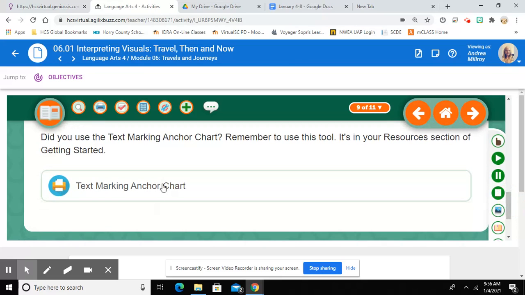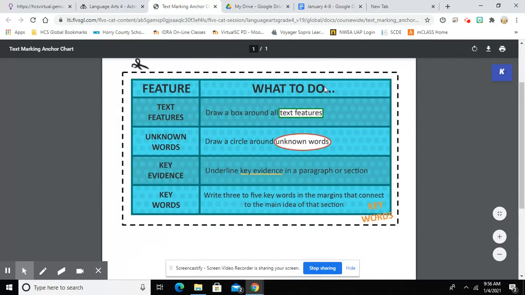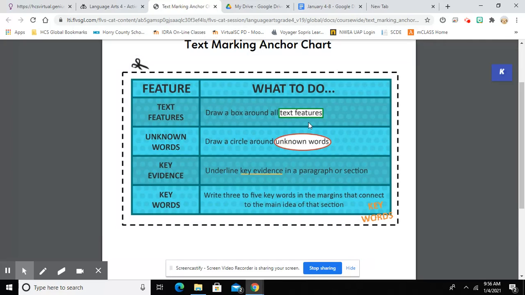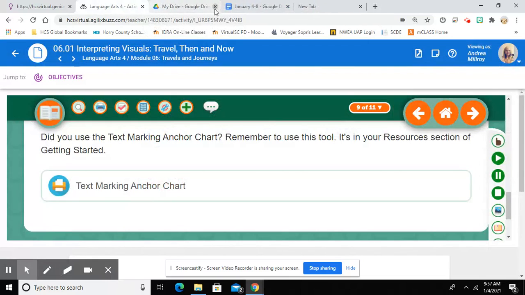Here's your text marking anchor chart. Draw a box around all the text features: bold print, captions, headings, unknown words. Draw a circle around your unknown words so that you can then go back and look them up. Key evidence: underline key evidence in a paragraph or section. And keywords: write 3 to 5 keywords in the margins that connect to the main idea of the section. This is all just to help you plan your writing.